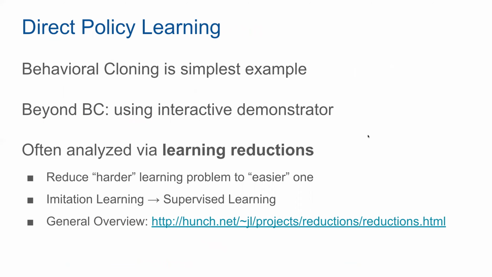So direct policy learning, behavior cloning, is the simplest example. One way to think about interactive imitation learning, at least from a theoretical standpoint, is via a concept called learning reductions. I'm not going to talk about learning reductions much in this lecture, but if you're interested, I refer you to the link below. Learning reductions was largely pioneered by John Langford, who's currently a researcher at Microsoft Research, and you can see many of his other works on learning reductions in that link. I just want to mention that from a theoretical angle, a lot of this is analyzed via learning reductions.